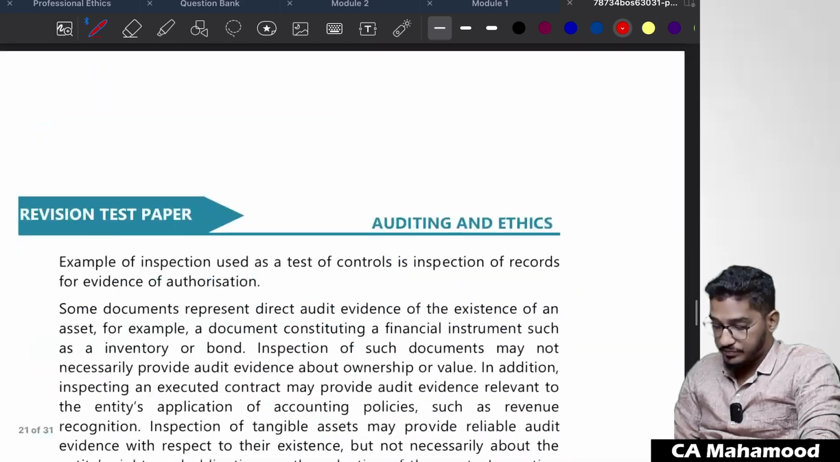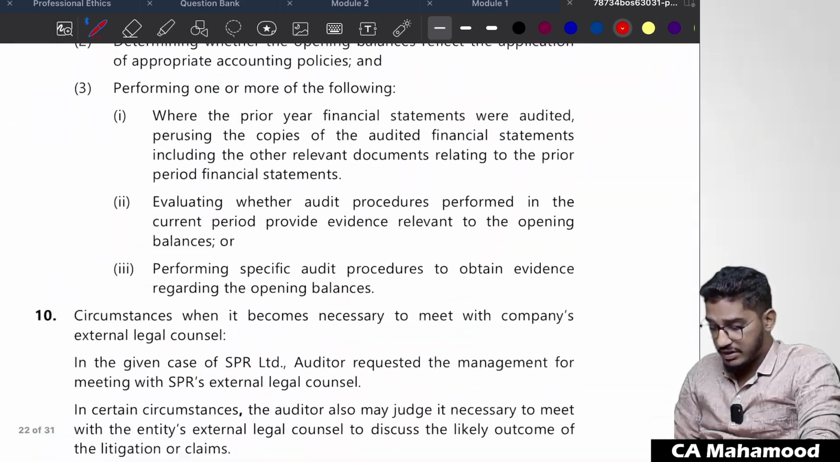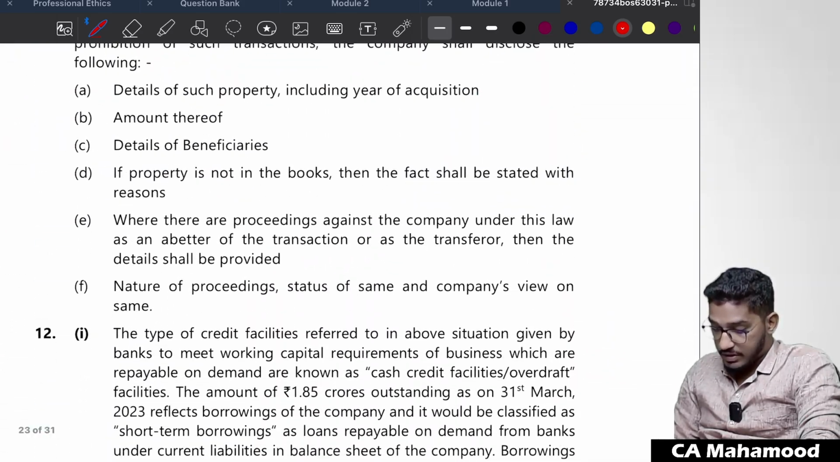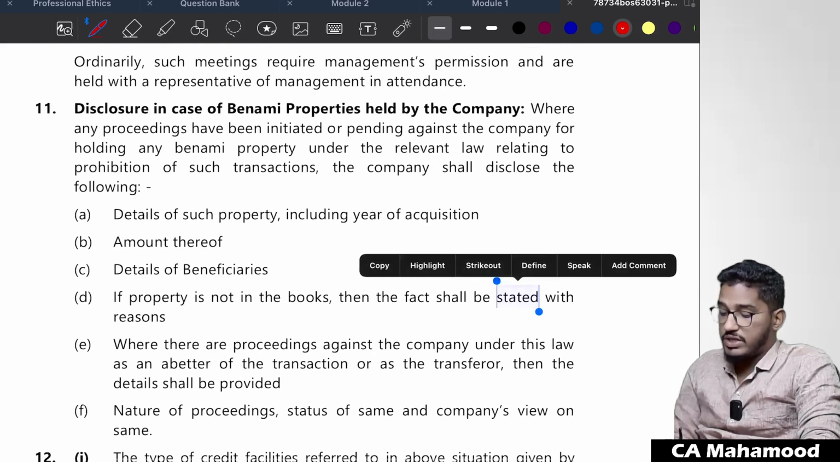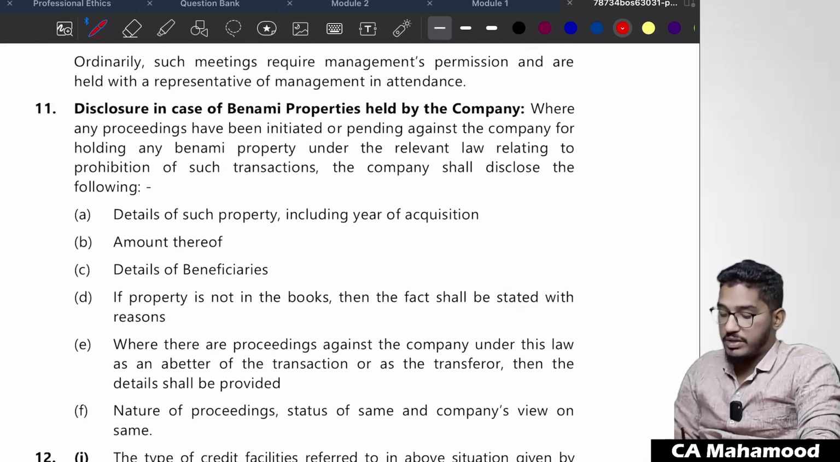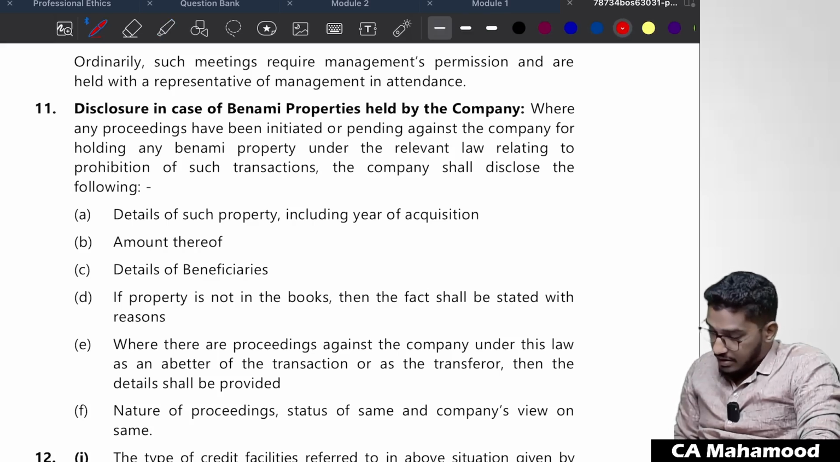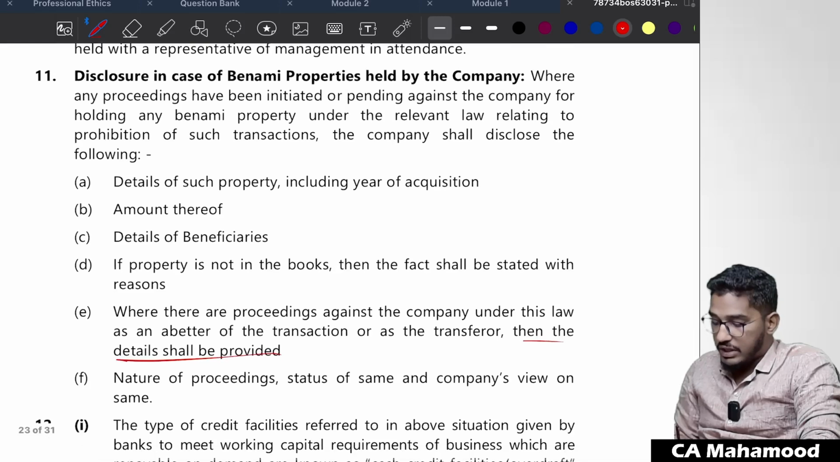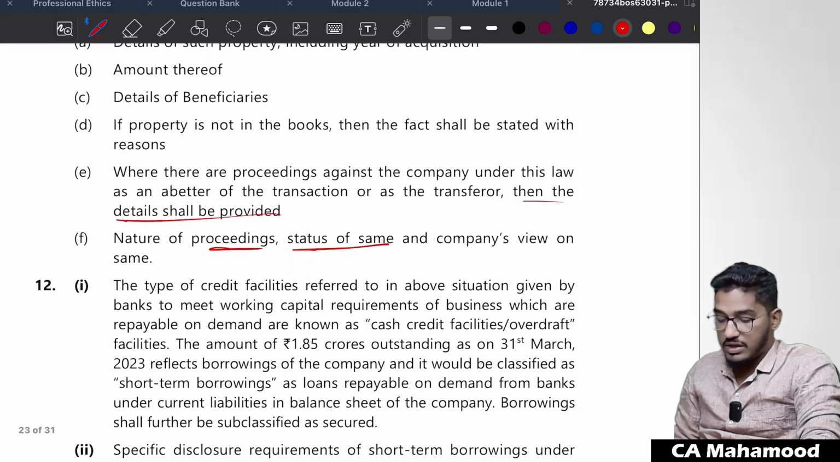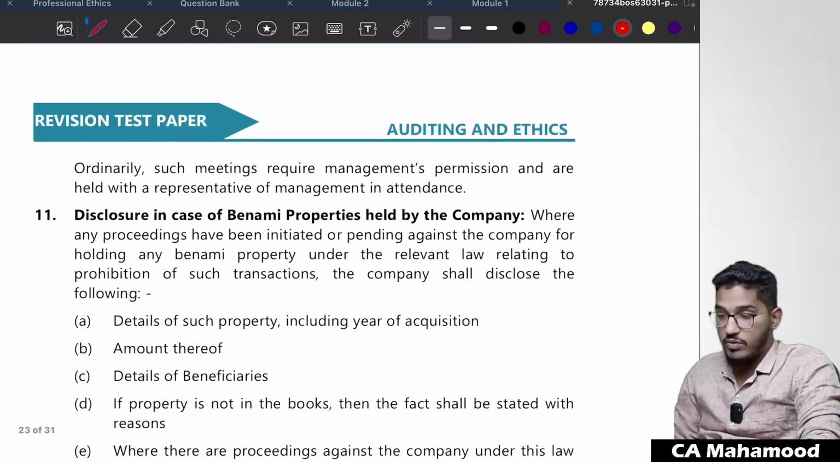Very important, guys. You are able to find this question in the RTPs also. If you see here, these are the disclosures required to be given by the company regarding Benami properties: details of such property, year of acquisition, the amount thereof, and who are the beneficiaries. If the property is not in the books of accounts, then that fact shall be stated. And when there are proceedings against the company under this law, the details shall be provided. What kind of proceedings are there? What is the status of that? What is the company's view on the same? All these things you are required to disclose.